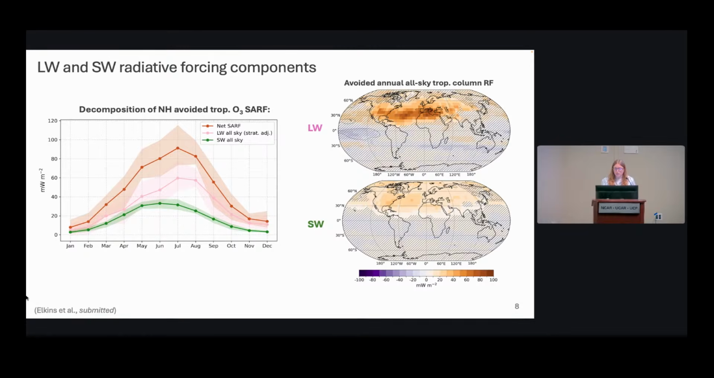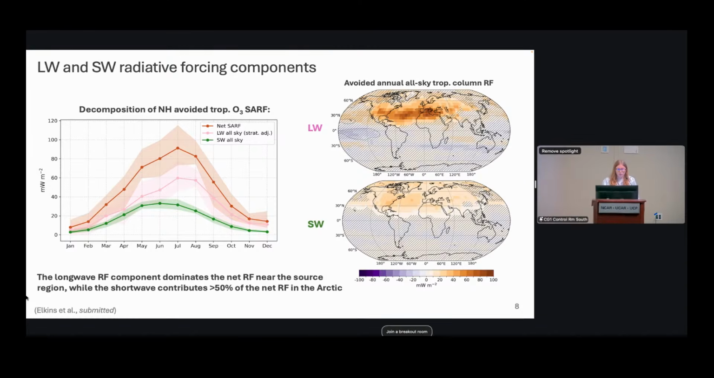So I'll just point out here that the long-wave forcing dominates near the source region, while the short-wave is robust to internal variability in the Arctic and contributes actually over 50% of the net SARF here. And this is because you're putting ozone, which is a short-wave absorber, over high underlying albedo.